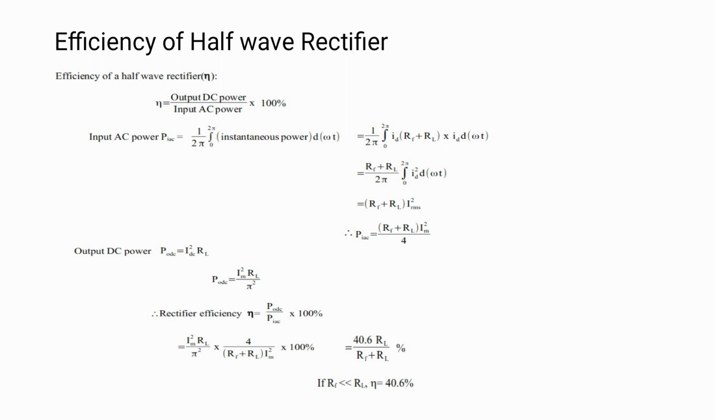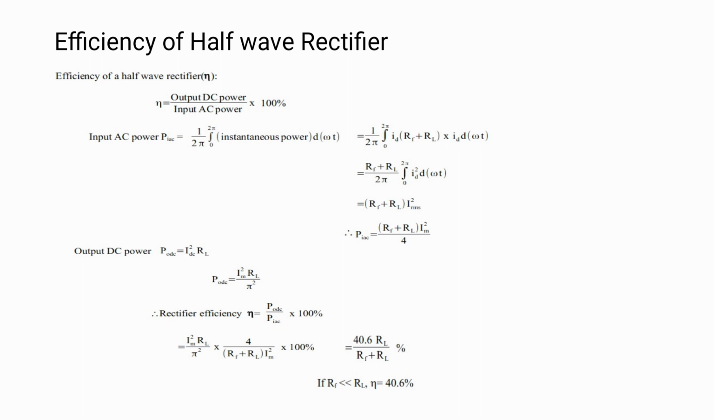Next, it is the efficiency of the half wave rectifier. It is defined as the ratio of the output DC power and the input AC power. So first we have to calculate the input AC power, which is equal to 1 by 2 pi, 0 to 2 pi, instantaneous power d omega t. Just put the values, and we have PIAC, which is equal to (RF plus RL) Im square by 4. We know the value of Im.